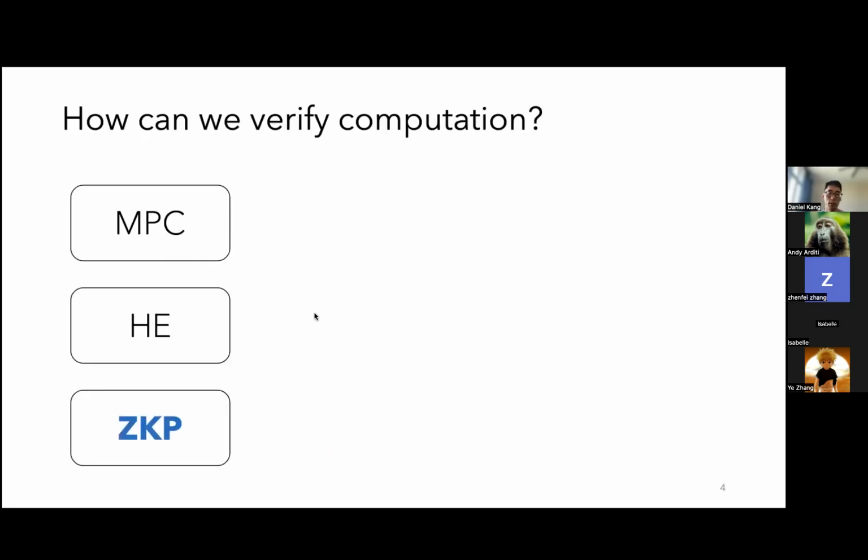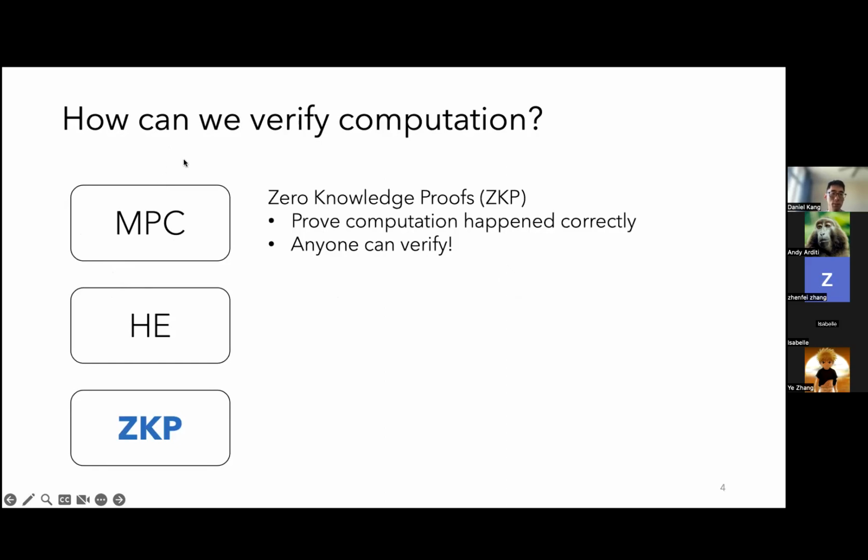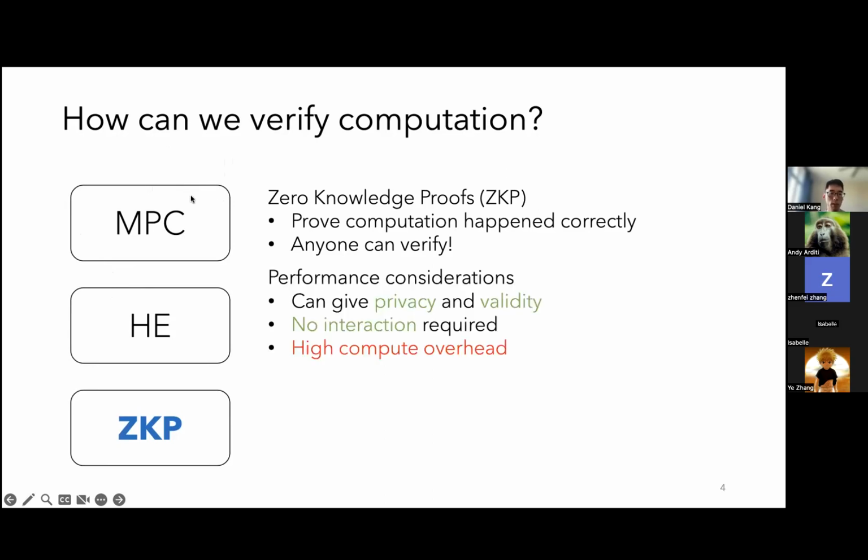So one broad thing in cryptography, which I'm sure this audience is very familiar with, is the notion of verifying computation. And there's a few ways to go about doing this, including multi-party computation, homomorphic encryption, and zero-knowledge proofs, which is what we'll be focusing on today, obviously. And so zero-knowledge proofs can prove the computation happened correctly, and anyone can verify. In terms of the performance considerations, they can give privacy, and I'll describe specifically what we mean by this in the coming slides, and validity, and there's no interaction required. And this is very important because in some applications, we want people to be able to unilaterally post proofs without having to necessarily have all the parties be online.